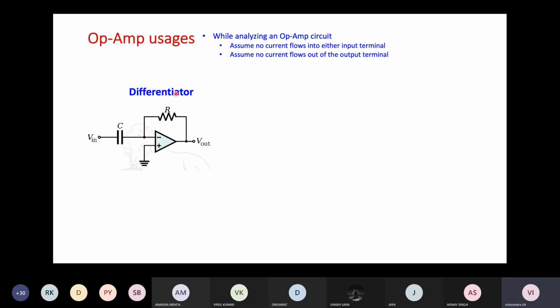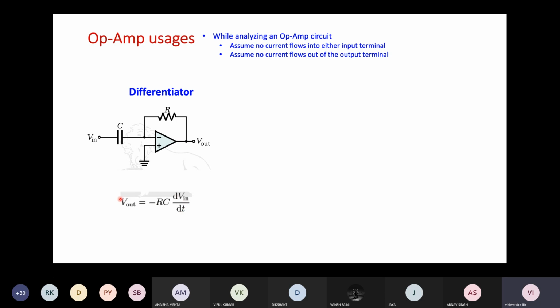So the other use of op amp is a differentiator. Differentiator means that the output voltage is the differentiated form of the input voltage. In that case, we need to use a capacitor. Again, remember the three points: no current into the triangle, no current out of the triangle, both of the terminals at the same voltage.